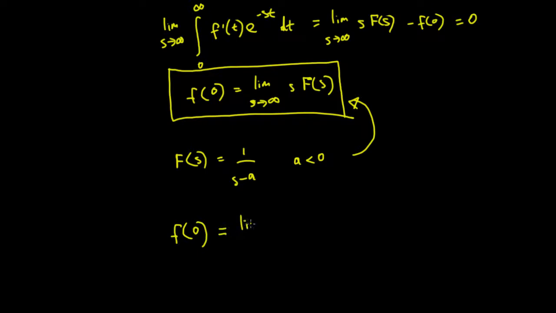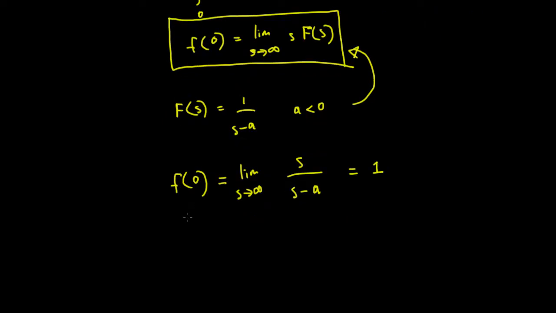We can find that by taking the limit as s tends to infinity of s times that, so it's going to be s upon s minus a. So we're just taking that function and multiplying it by s, taking the limit as s tends to infinity. As s tends towards infinity, the limit of that equals 1. So the result is that the initial value of this function in the time domain is 1. And in this instance, that f of t actually looks like f of t equals e to the at times u of t, and the value of that function at t equals 0 is 1.